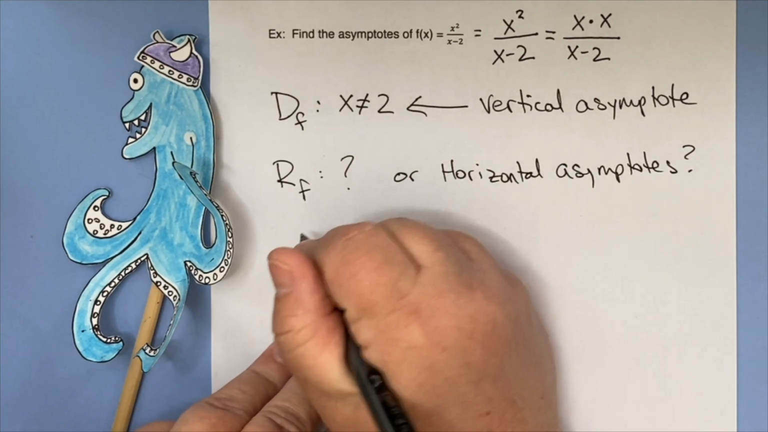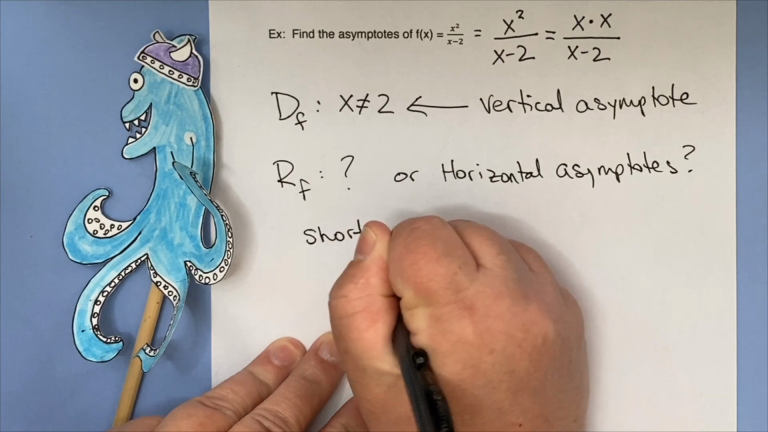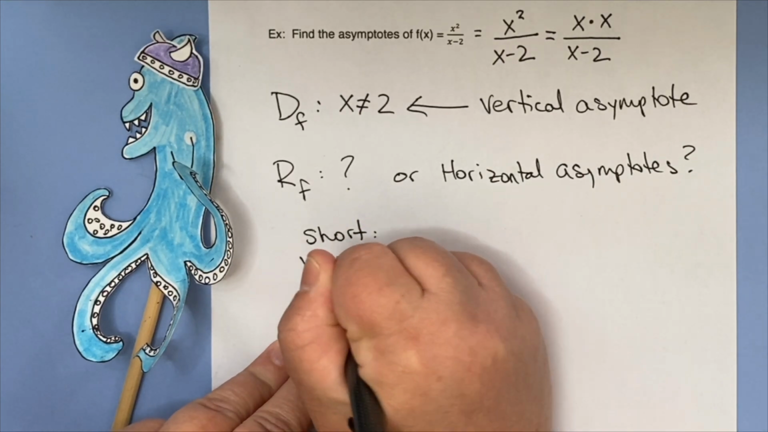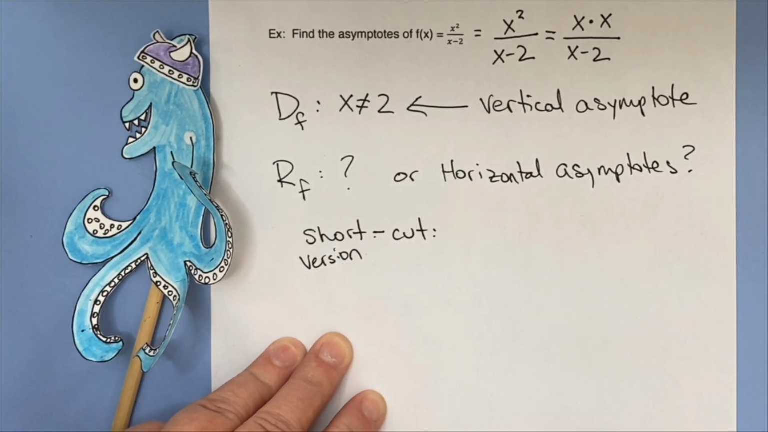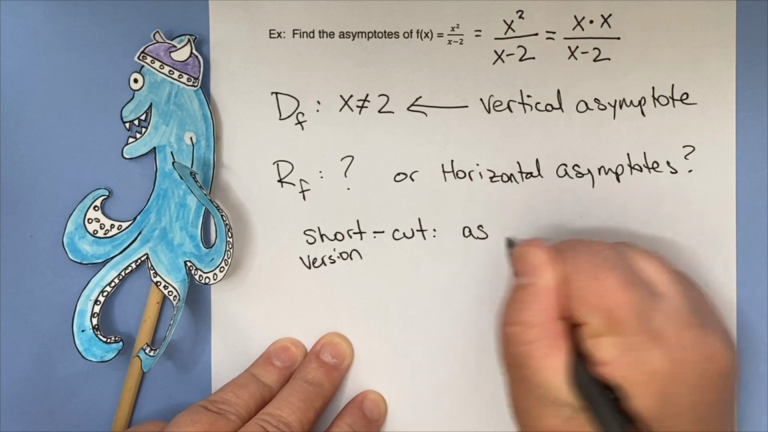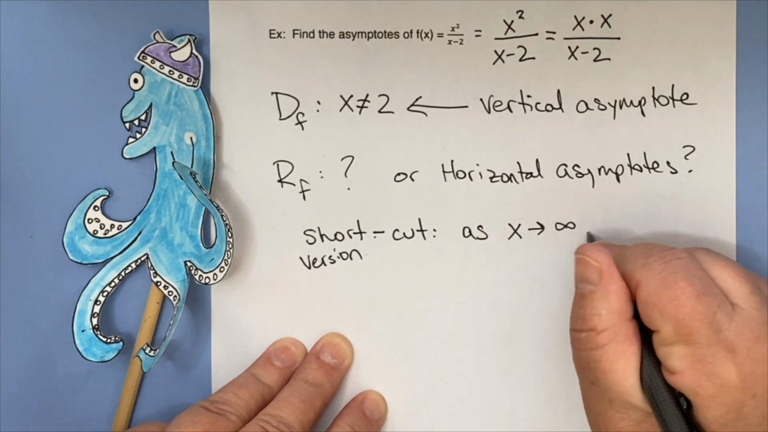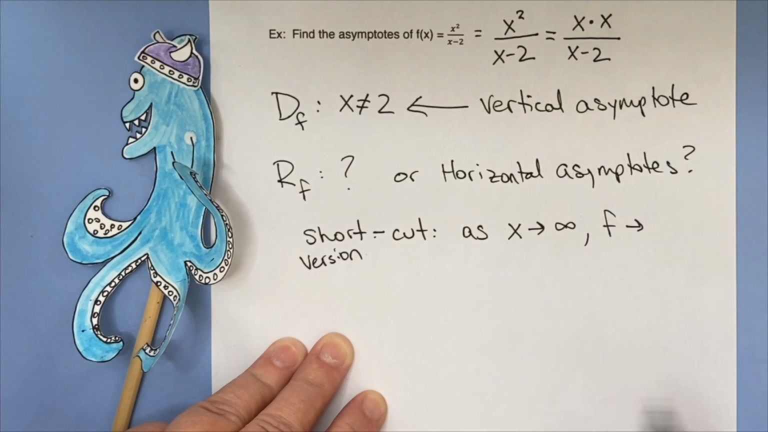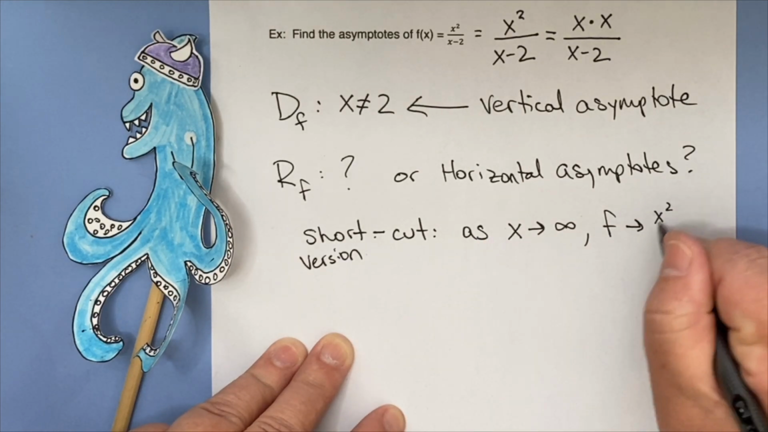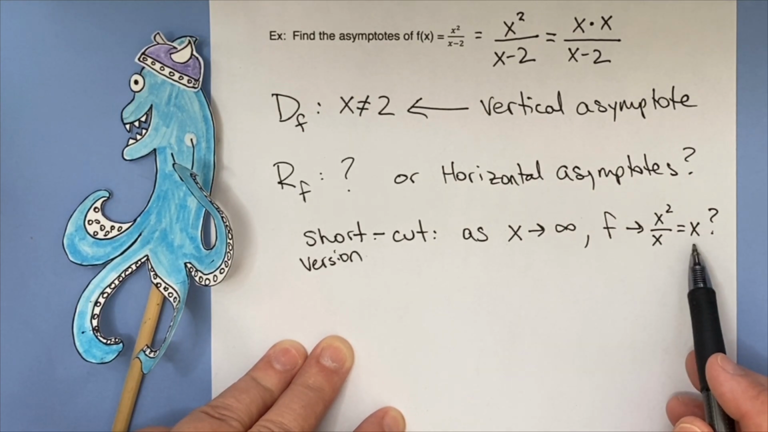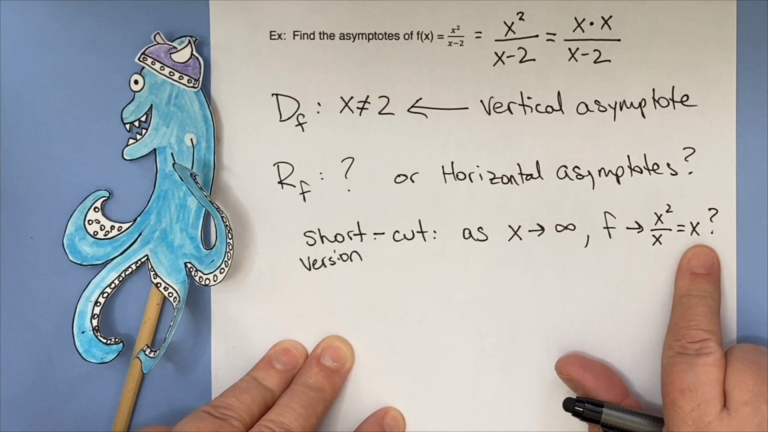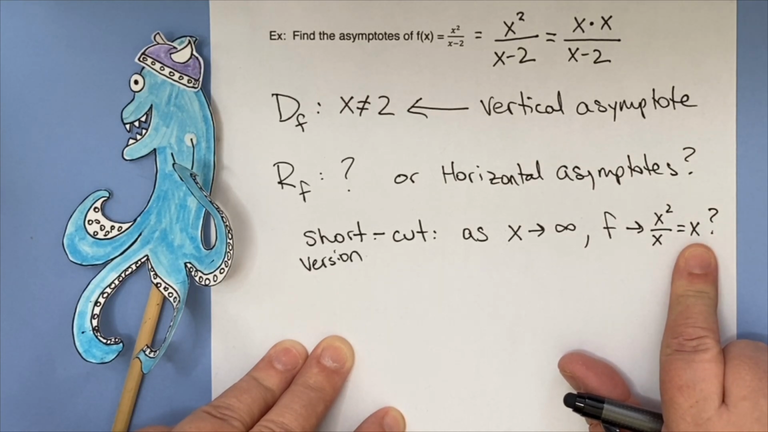Well, the short version, the shortcut version that I've been telling, is that as x gets really, really large, f starts to look like x squared over x, which is x. So we say x minus 2 stops being interesting and it just starts to look like x. And that's interesting because that's not a number. That is that y approaches x.